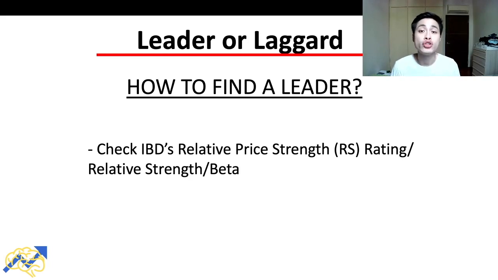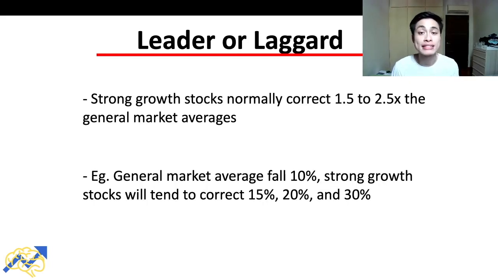For the first option, to use Investor's Business Daily, you need to have a subscription with the company. But for the second and third option, you can find it online for free. So stocks which are leaders will show high relative strength and high beta. But take note, if you buy stocks with high relative strength and high beta, these strong growth stocks normally correct 1.5 to 2.5 times the general market averages.